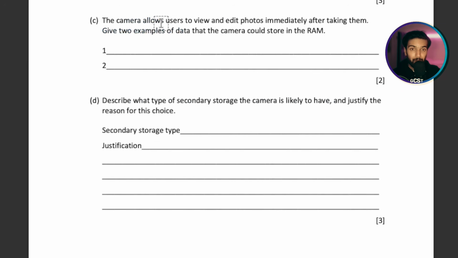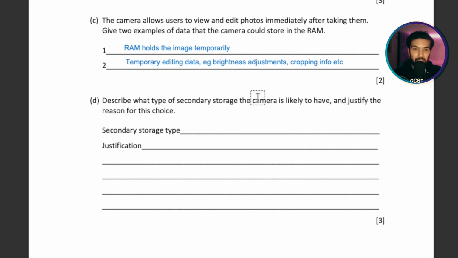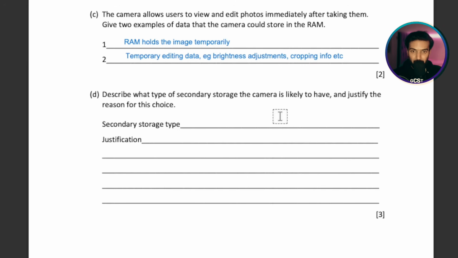Alright, part C. The camera that they're using allows users to view and edit photos immediately after taking them. Give 2 examples of data that the camera could store in RAM. Now there's plenty of things that you can write down for this. The first one being the most obvious, which is it holds the image temporarily, because RAM is used to store working data. And the second thing is to temporarily hold the editing data, such as the brightness adjustments, the cropping information, etc.